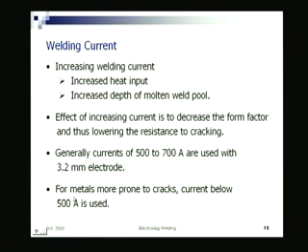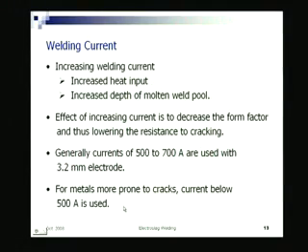Okay. For metals more prone to cracks, current below 500 ampere is used. Metals more prone to crack means what? Metals having higher carbon equivalent, where the carbon percentage is high and other alloying percentages are also high, which gives you the carbon equivalent. If the carbon equivalent is high, there is a possibility of a hard brittle phase forming in the metal after solidification. So, such metals are prone to cracking. So, there you use current less than 500 ampere.